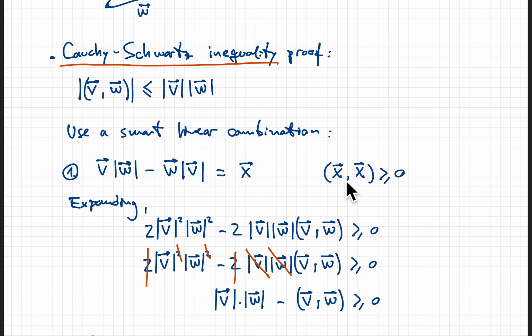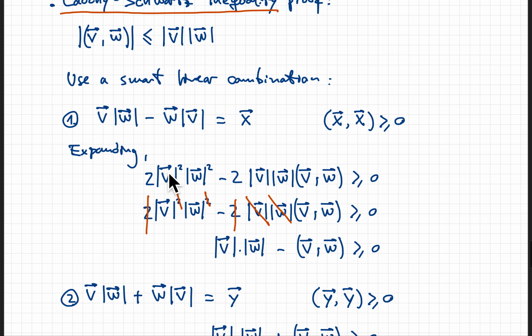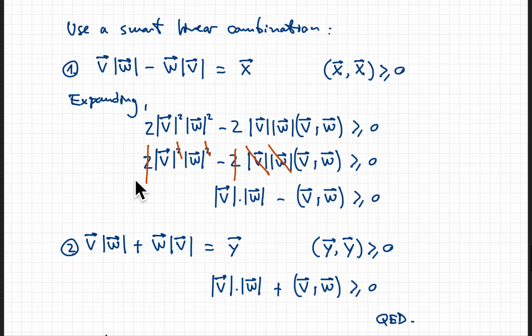Okay. Now we know that x with x is greater or equal to 0 by definition of our inner product, and we can go ahead and take x with x, which is greater or equal to 0, and expand it. And what you get is this guy times this guy, and this guy times itself, and this guy times itself as well, and so on and so forth. And when you carry out all those algebraic operations, you find that you get twice the magnitude squared of v times the magnitude squared of w minus twice the product of the magnitudes, and then the inner product of v with w. You can simplify that very easily by dividing by 2 and dividing by the magnitude of v and the magnitude of w.